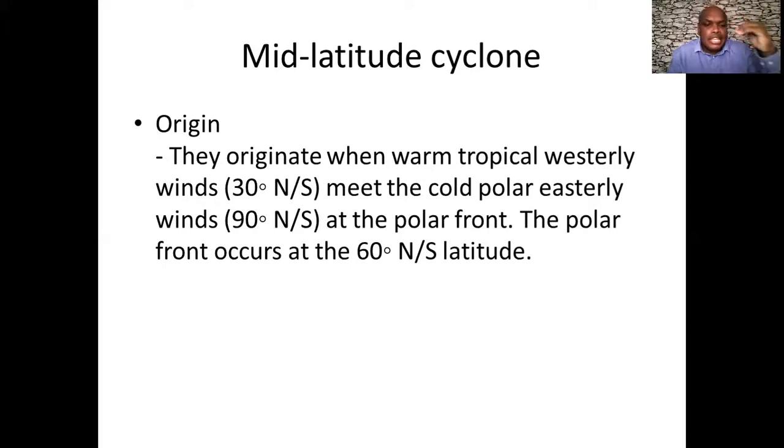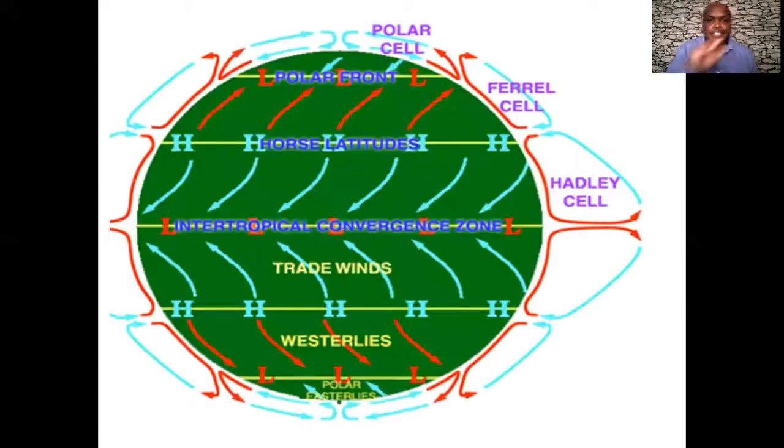They meet at the polar front. The polar front is at the latitude of 60 degrees north and south. That's whereby the westerly winds and the polar easterly winds meet. And that's whereby the mid-latitude cyclone originates.